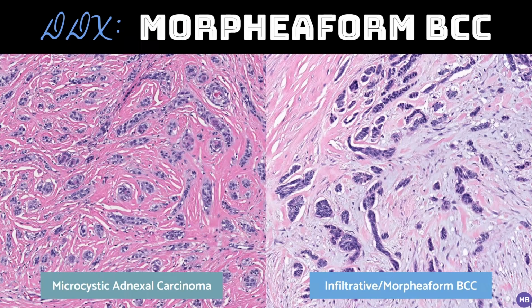One other differential to consider is morpheaform basal cell carcinoma. Features that would favor a basal cell carcinoma include cytologic atypia, necrosis, and a desmoplastic stroma with mucin and artifactual clefting. In addition, immunohistochemistry for CD20 will stain passenger Merkel cells in microcystic adnexal carcinoma, which are not present in basal cell carcinoma. There has also been a proposed algorithm to differentiate between basal cell carcinoma, desmoplastic trichoepithelioma, and microcystic adnexal carcinoma using a panel of immunohistochemical stains. If you'd like to learn more about that, I've also included a link to that paper in the description.